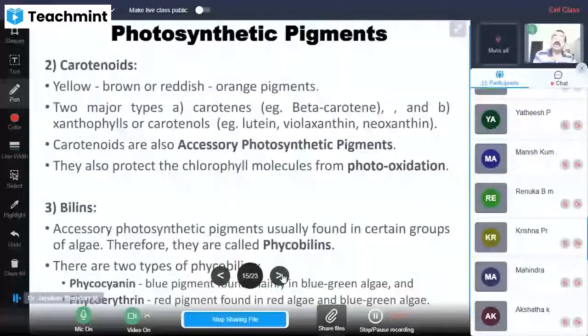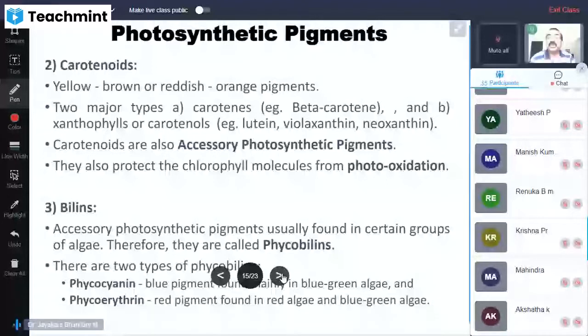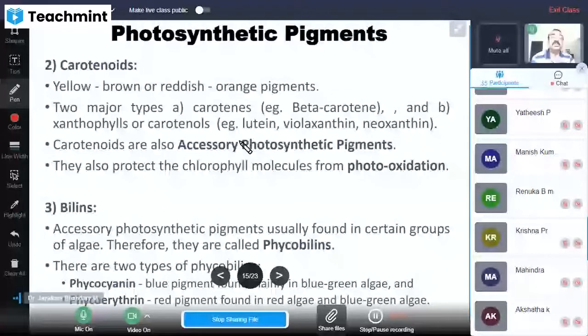Now then there are other types of pigments called carotenoids and bilins. Carotenoids are yellow, reddish, orange colored pigments, whereas bilins are mainly found in algae. The most common examples are phycocyanin and phycoerythrin. Examples for carotenoids are carotene, then xanthophylls, etc. So I'll not go into the details of all this.